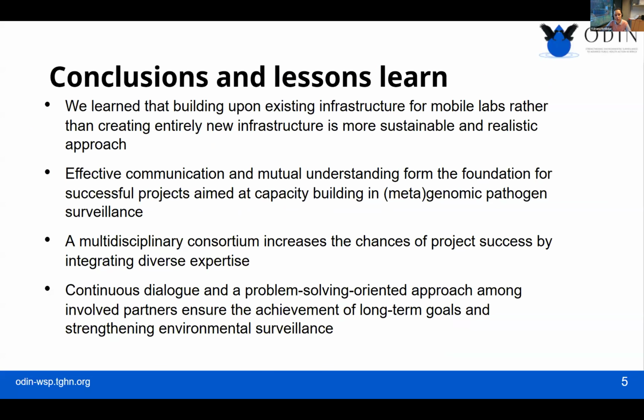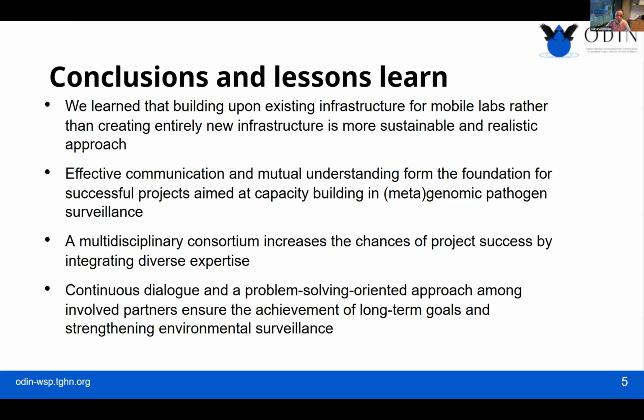So I would just like to point out a few conclusions and lessons learned. We believe that building upon the existing infrastructure for the mobile lab, rather than creating an entirely new infrastructure, is a more sustainable and more realistic approach.